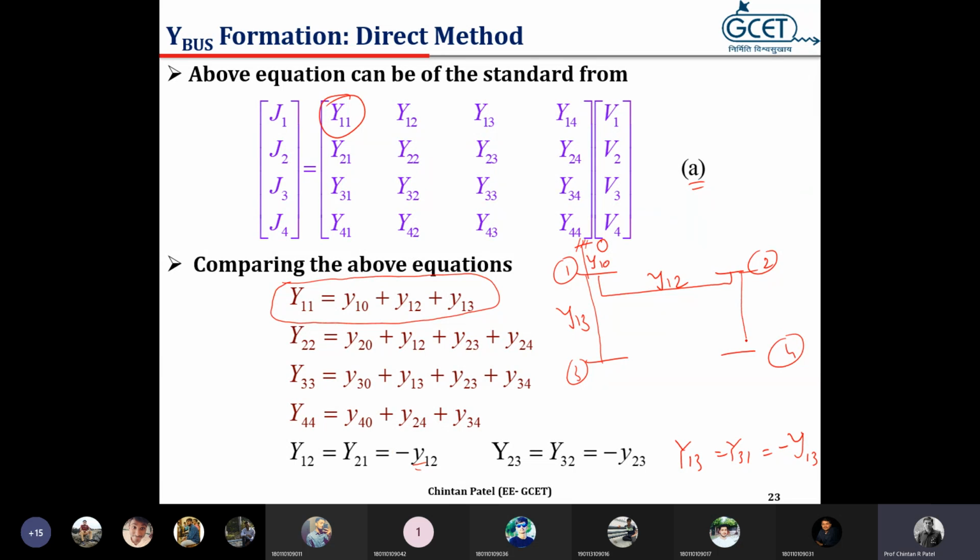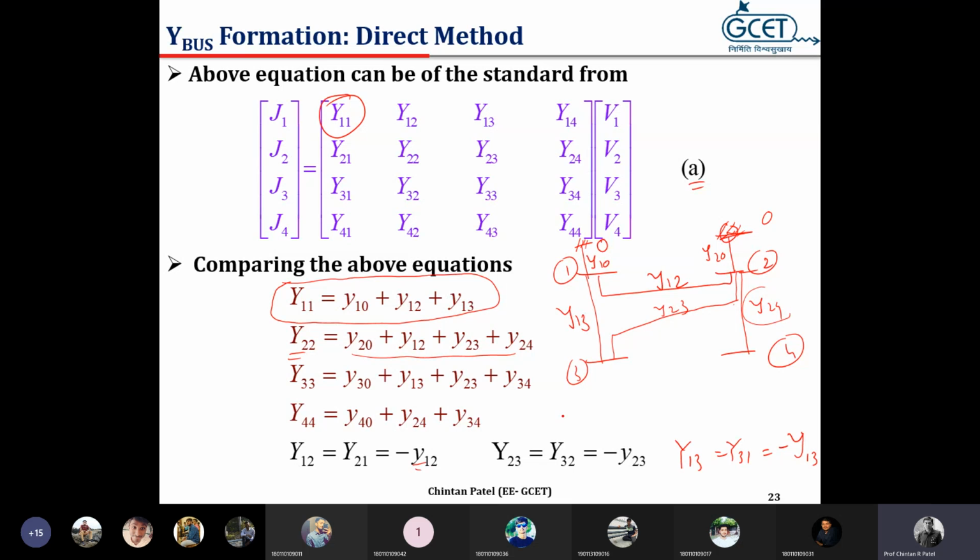Similarly, if we get Y22, the connections are like this. So this is the 0 node. So this is Y20, Y23 and Y24. So what will Y22 be? It is the summation of all the admittances connected at bus number 2. So how many admittances are connected at bus number 2? See, total 4: Y20, Y12, Y23 and Y24. So if you add all these 4, you will get Y22.